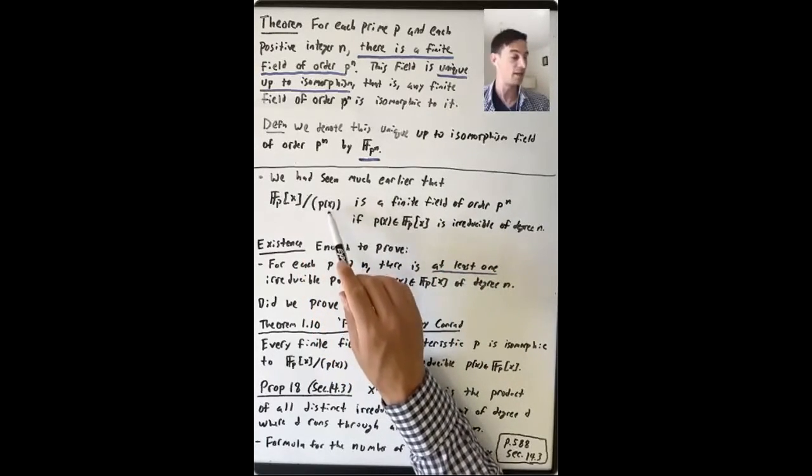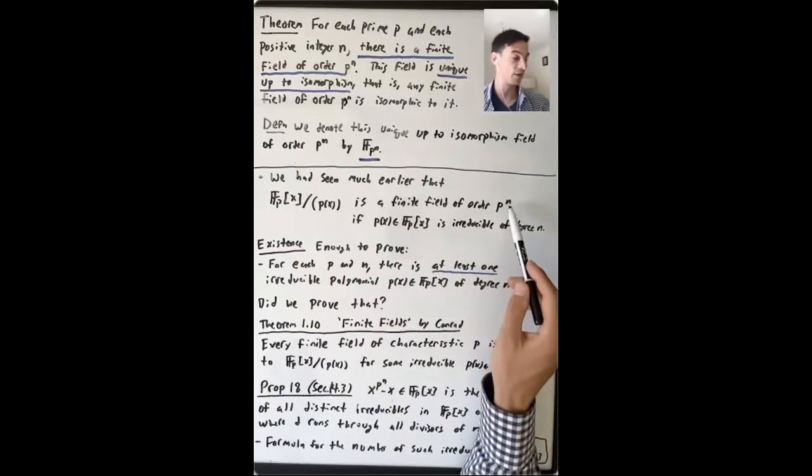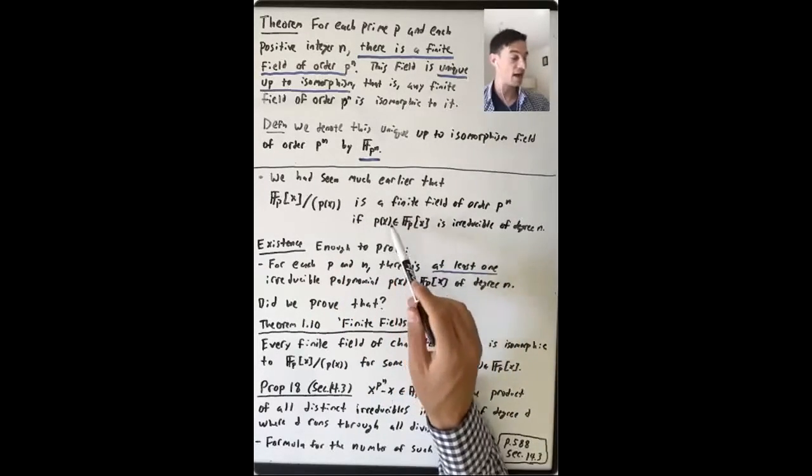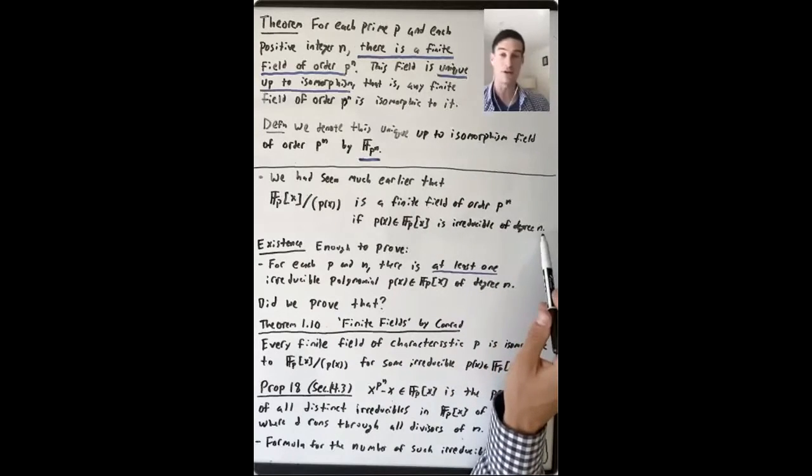We had seen that if you take F_p[x] and you mod out by the ideal generated by p(x), this is a finite field of order p to the n if p(x) is irreducible of degree n. So what have we done? We've constructed this finite field of order p to the n as a splitting field of a certain polynomial.